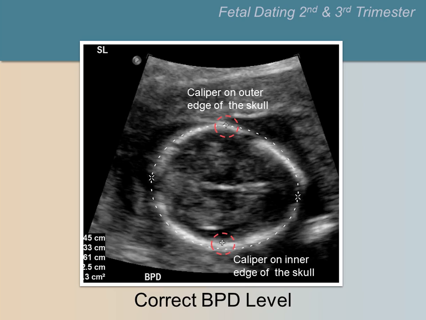Notice the correct placement of the calipers to measure the biparietal diameter, one on the outer and one on the inner edge of the skull. The dashed circle on the outside of the head measures the circumference, which we will talk about next. It is okay to have both of these measurements on the same image. The guidelines for an ideal image are the same to measure both the BPD and head circumference.